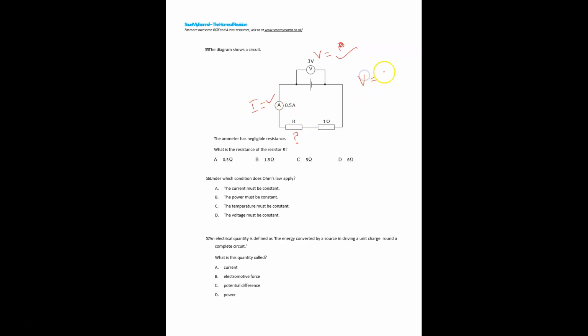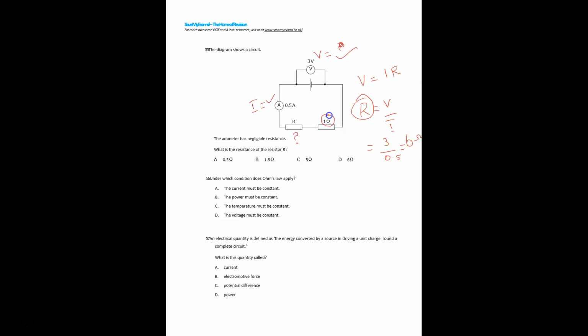What is Ohm's law? V is equal to IR, so R is equal to V over I. First we want to find the total resistance. The total voltage is 3 and the total current is 0.5. So the answer is 6 ohms.